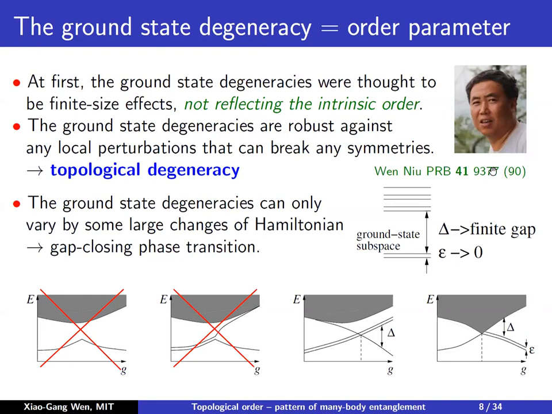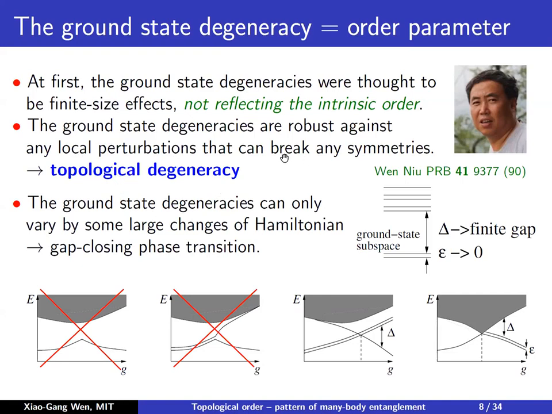And then with Niu Qian, we studied this degeneracy in the presence of impurities, and we found that this degeneracy is actually robust against arbitrary impurities and arbitrary local perturbations. So it's very robust. It's not coming from symmetry, and not from any fine tuning of the system. This robustness against any local perturbation really corresponds to topological degeneracy. This degeneracy is not coming from symmetry, but from, we didn't know, maybe topology. At that time, we didn't know what was happening. So we call it topological because it is robust against arbitrary perturbation. That's where the name topological was introduced.